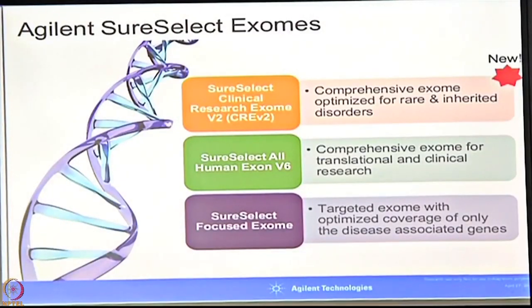Most rare diseases are now studied with this panel, called the clinical research exome panel. This exome panel contains all the exon regions and also the intronic regions basically associated with inherited disorders. We have the latest exome panel, V7. This is mentioned as V6, but we now have V7, which covers all the translational and clinical research panels. It covers the whole exome.